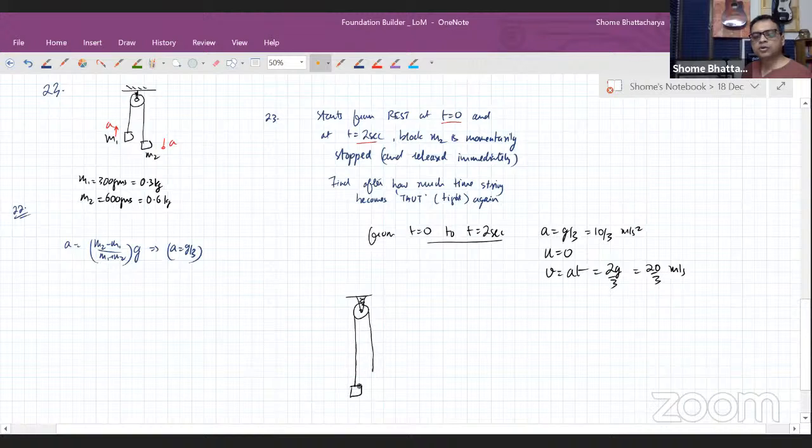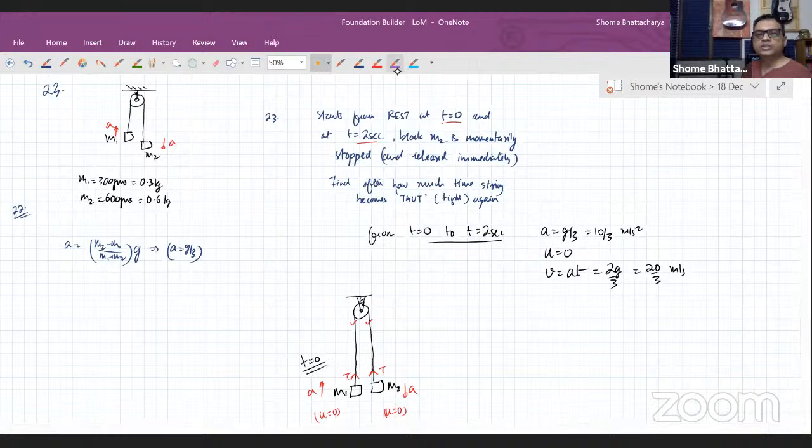So let's say initially the blocks were like this, at t equal to 0. So when you release them, immediately they develop some tension, and they develop this acceleration. So they started from rest. Okay, so this is what the system started from at t equal to 0.